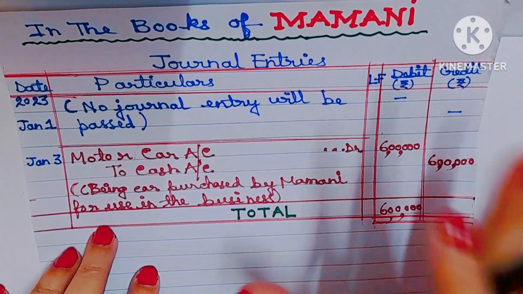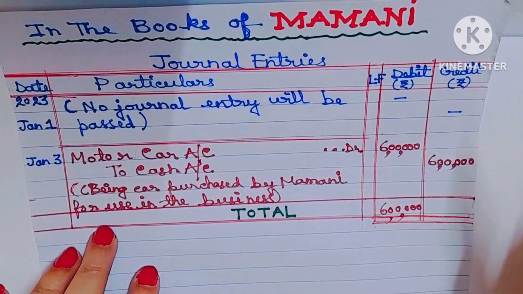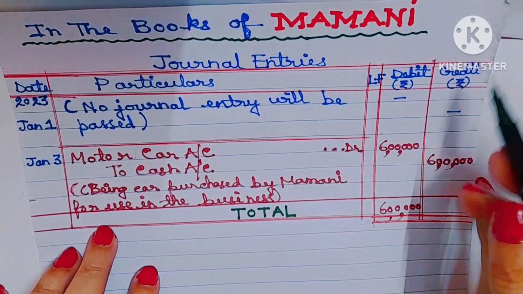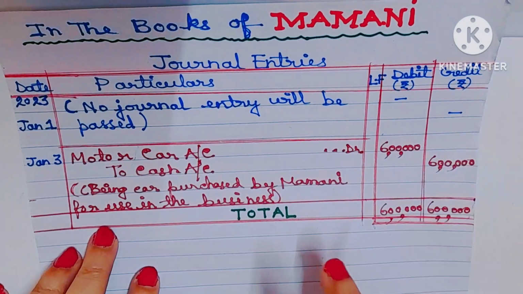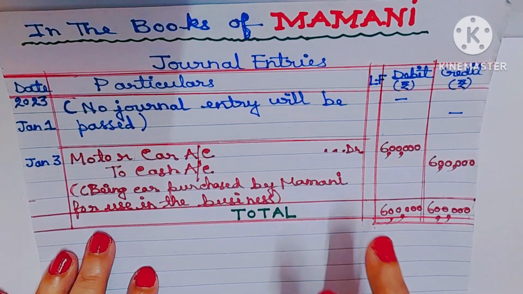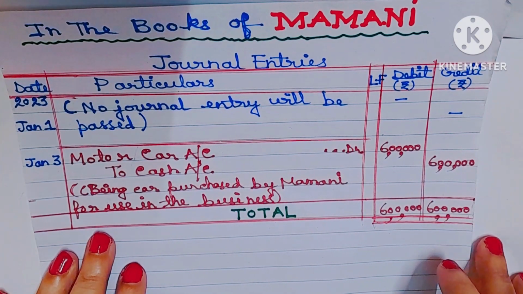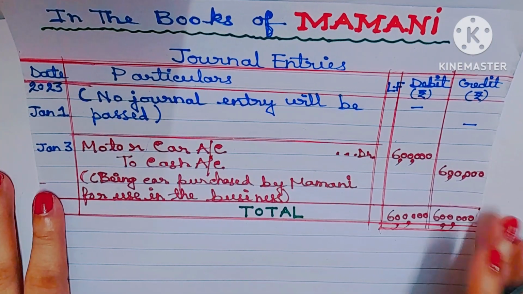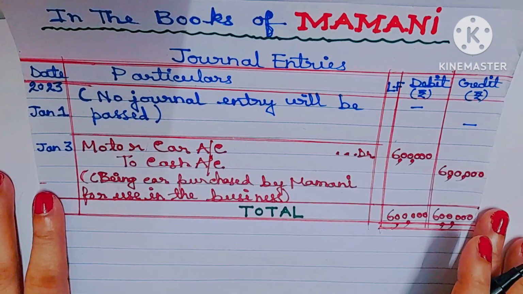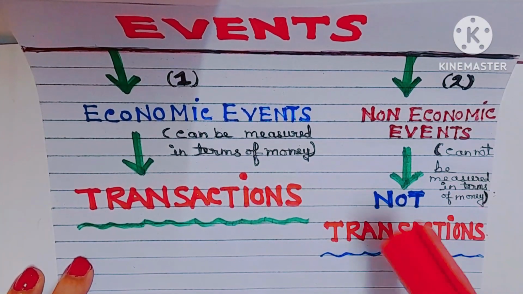Here we have just two transactions, but there will be more transactions, and you got to add up. And then you have to add up the credit column. Please remember, the total of debit column should always be equal to the total of credit column. So the journal entry is complete. I hope you understood.